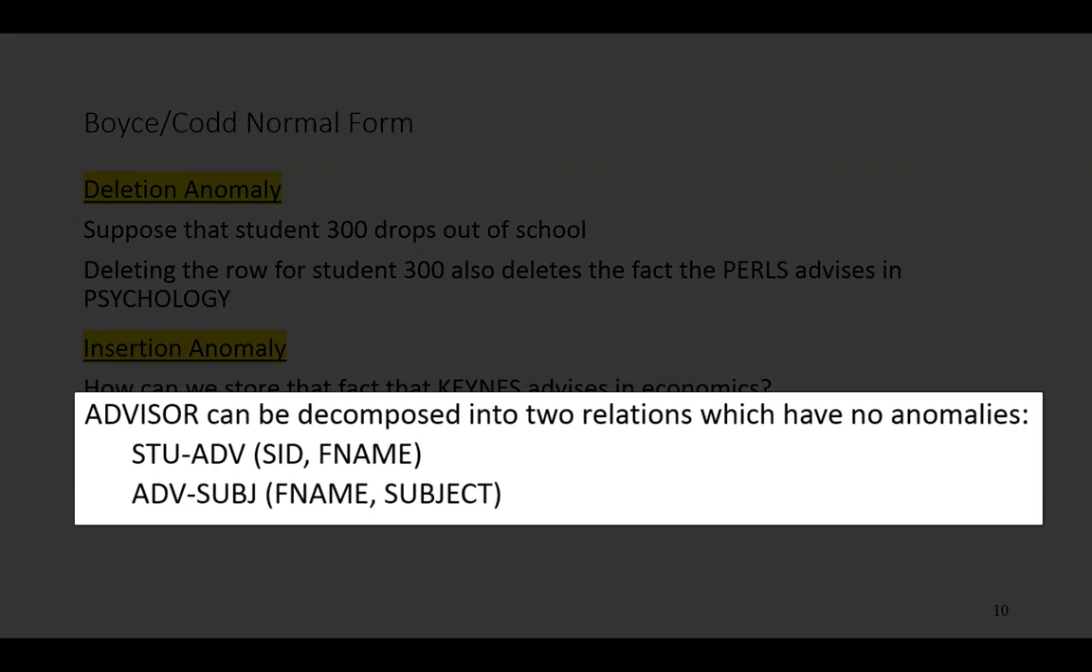The solution is decomposition once again. We can take advisor and decompose it into 2 relations with no anomalies. We would have student advisor, which contains student ID and faculty name. We can have advisor subject, which contains faculty name and subject.